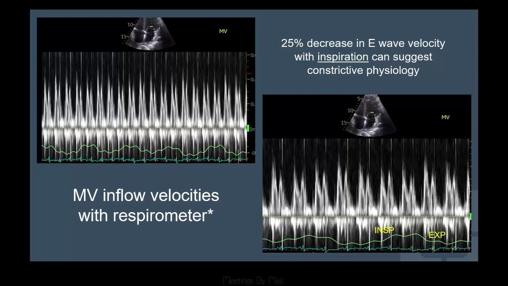And here you see the Doppler variation on your far left, mitral inflow. As written on the top, you can see a decrease in E wave by 25% can suggest constrictive physiology. But let me ask Jenna about the technique to get such a good tracing. So what do you have to watch for?